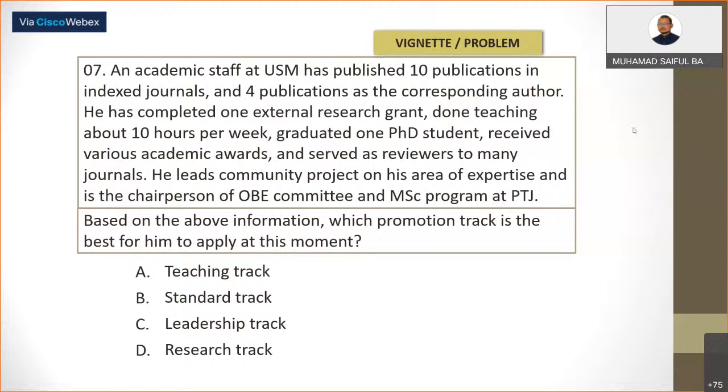Okay, why is it not working? The teaching track. Okay, so any comment? Dr. Saiful, what is the teaching track? Why teaching track? I put research. No, because it's 10 hours per week. I think even a research track will have around that, right? Plus lab.